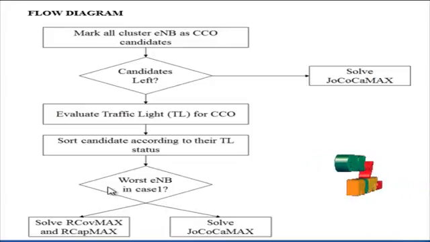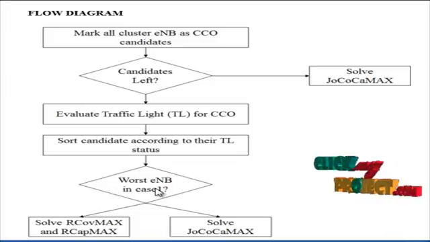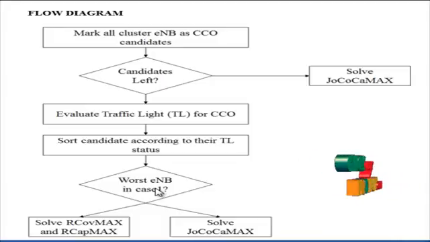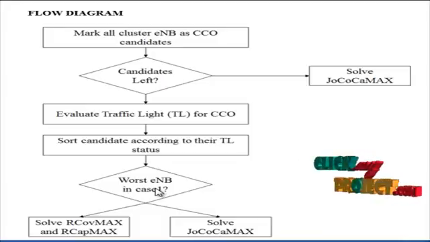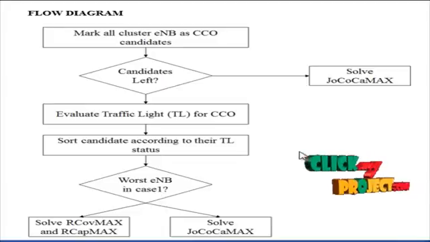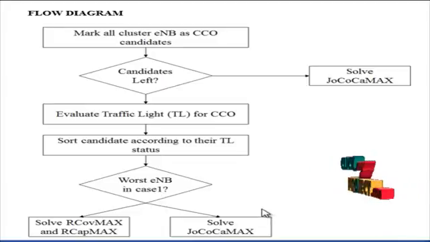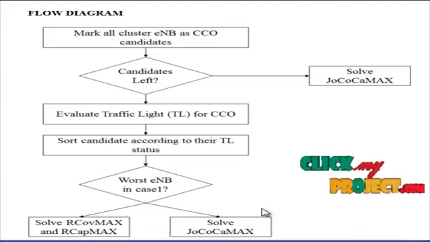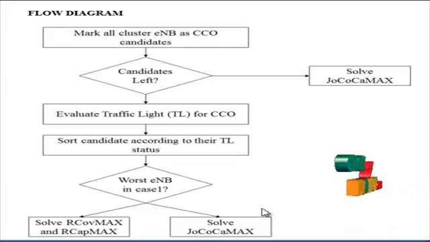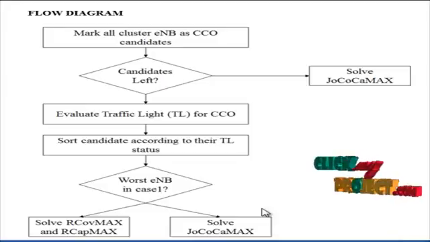If improvement is there, in the coverage maximization process, then apply the solution for cluster eNBs and all HeNBs. If improvement is not there in the coverage maximization process, then remove the worst eNB from CCO candidates. If improvement is there in the joint coverage and capacity maximization process, then apply the solution for cluster eNBs and all HeNBs. Finally, perform joint capacity and coverage maximization for all cluster eNBs. End the cluster CCO. Finally, performance has been analyzed.